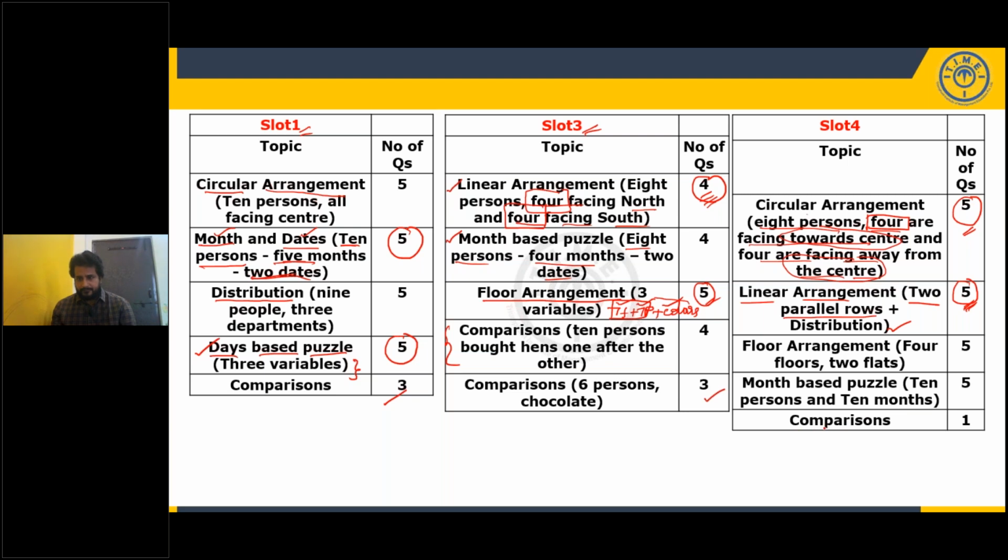Now here, comparisons, one question is given. Comparisons, one question is given, not any surprise. Okay, here one more puzzle is missing because we have total 26 puzzles. One more is missing.